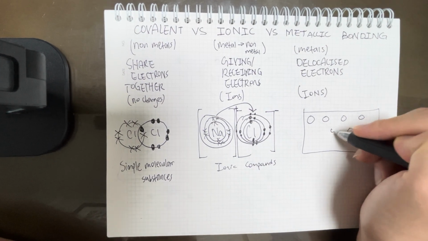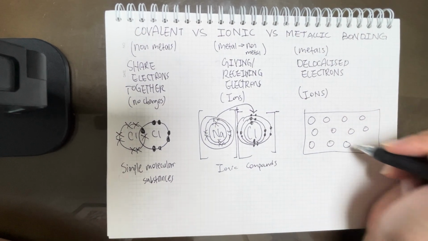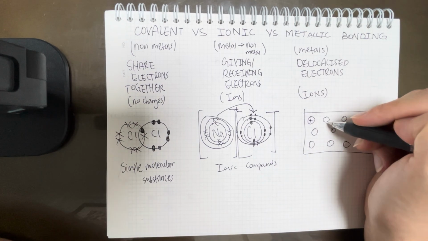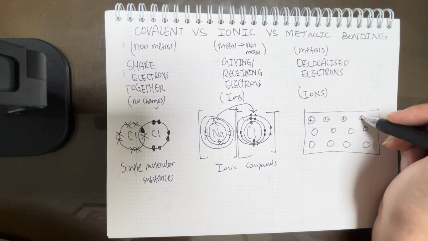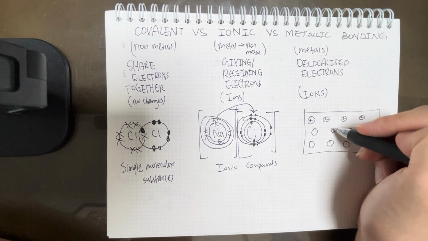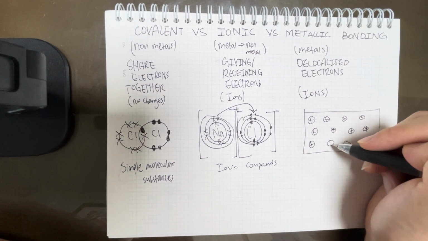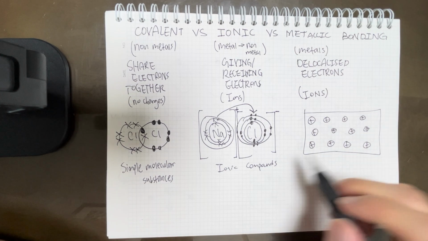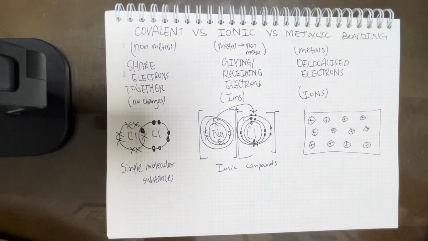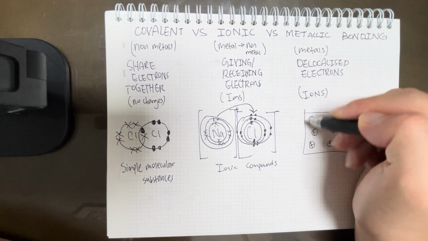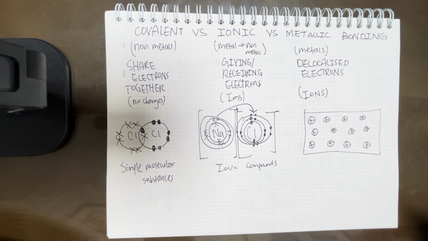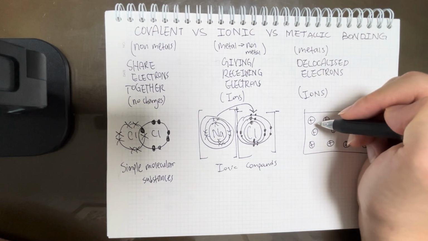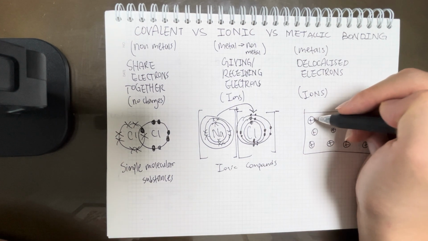So if you watched my previous video, you'll know that atoms have a positive nucleus because in the nucleus there are protons, and neutrons are neutrally charged, so they don't really make a difference. But there's protons in the nucleus, so the nucleus is positively charged. Now surrounding the nucleus we should have negatively charged electrons. But what happens with metallic bonding is that the electrons, they aren't stuck to one atom.